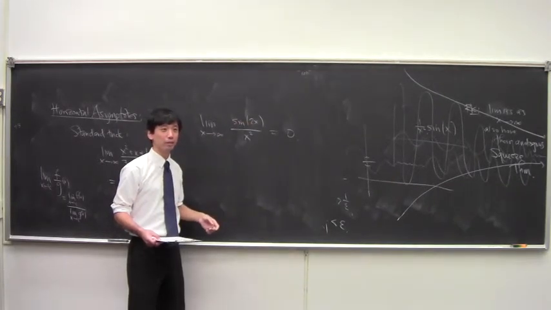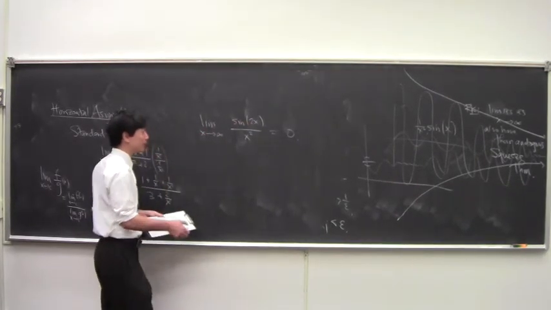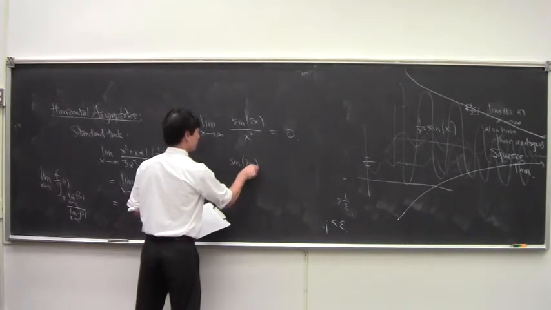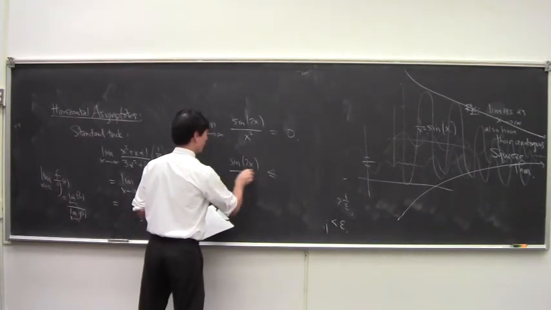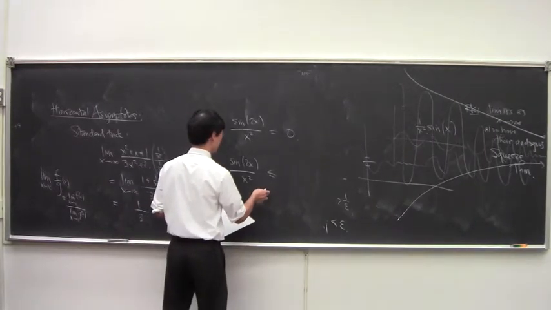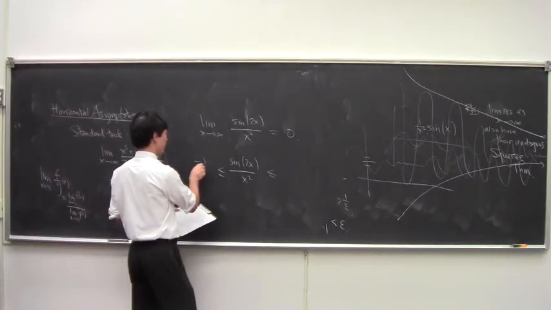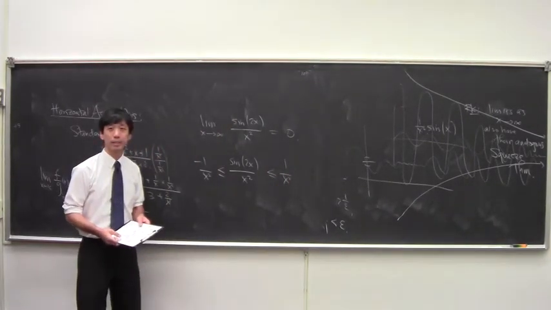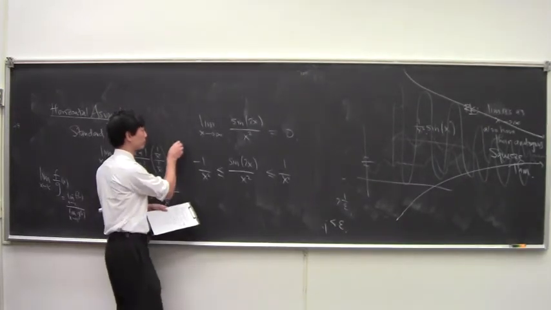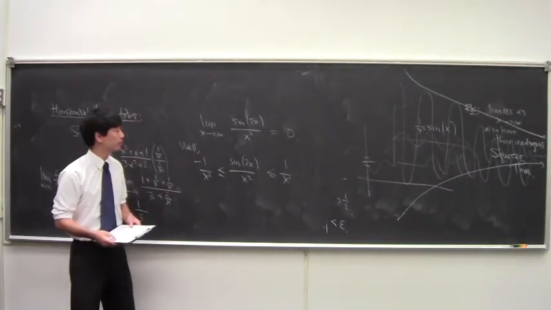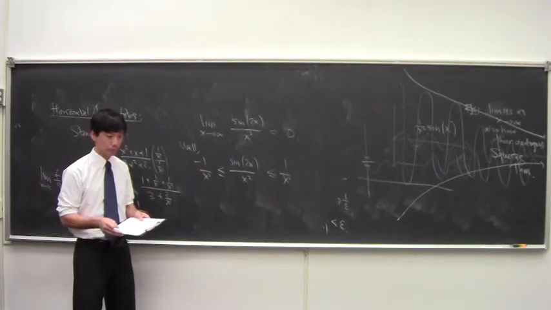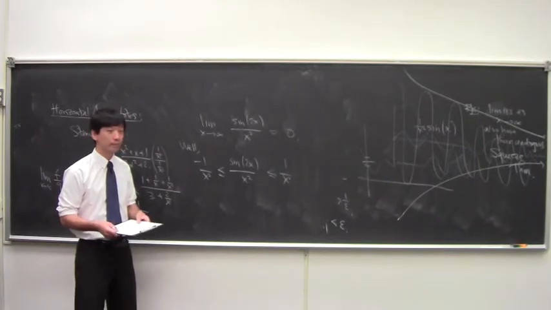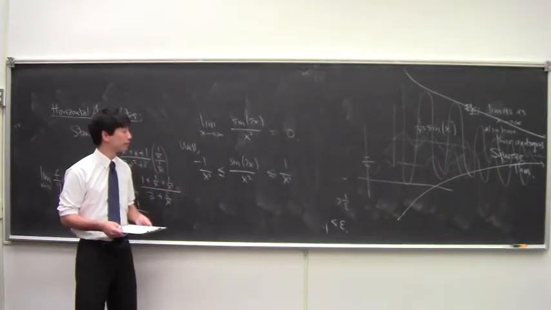Squeeze theorem? So we use the squeeze theorem. You say, well, we don't know what this thing is, it oscillates too much. But we're going to trap it between, say, negative 1 over x squared and positive 1 over x squared. And you can do that because the sine of 2x is bounded.